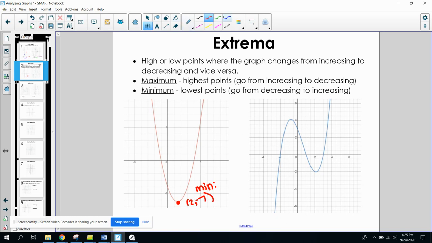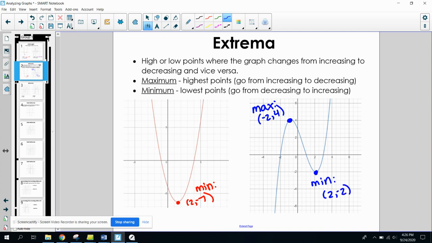On the next graph, we have this point here, right? That is going to be a maximum because our graph is increasing and then it becomes decreasing. So at that point, we have a maximum. And that maximum is going to occur at (-2, 4). And we also have a minimum here. The graph is going from decreasing to increasing here. So we have a minimum. And this minimum occurs at the point (2, -2).